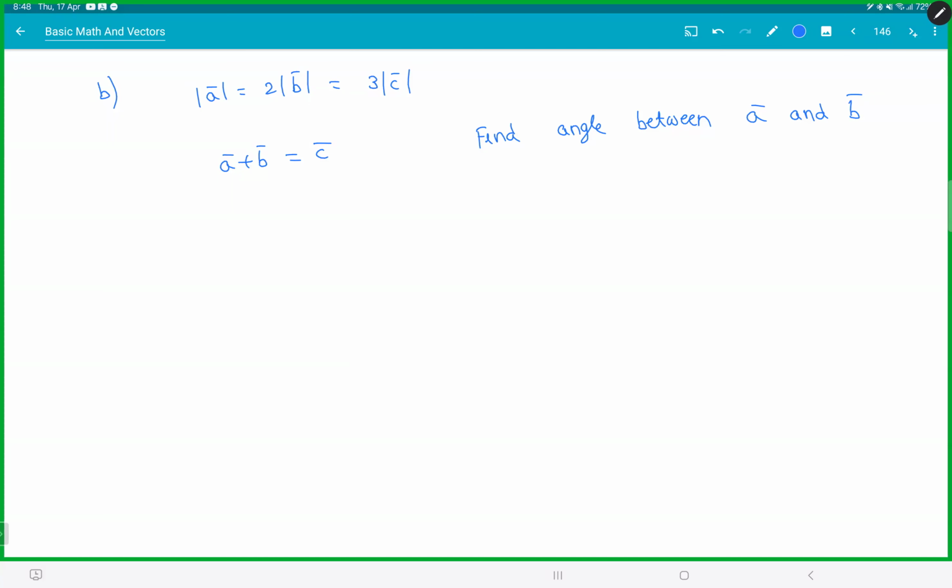Cos theta 2 you got? No, cos theta is not 2. Cos theta is 1. Nahi re. We have one answer so far. Ishman got it.